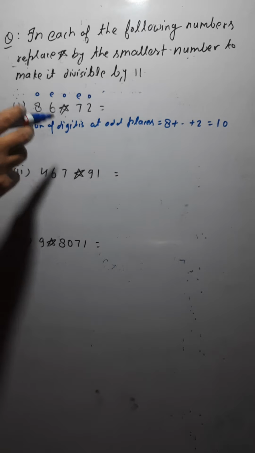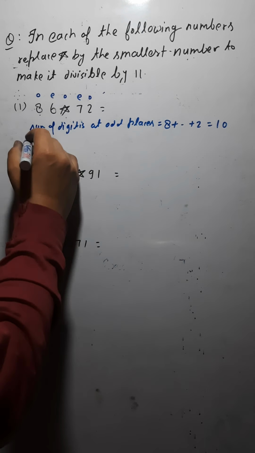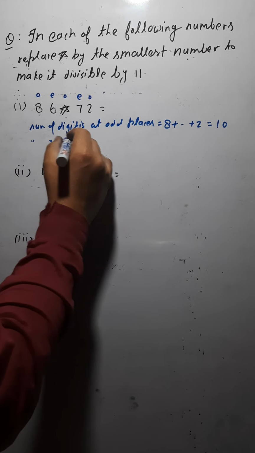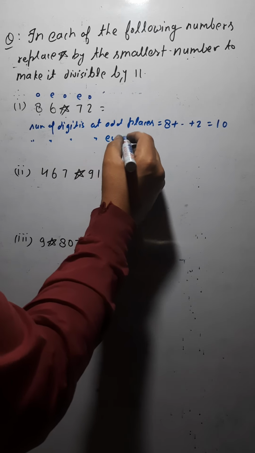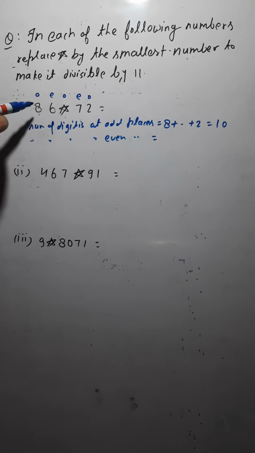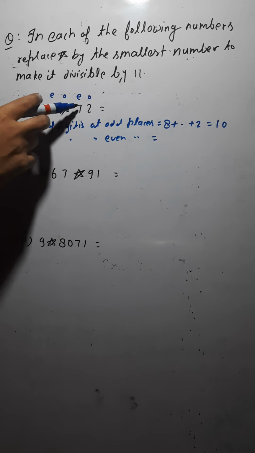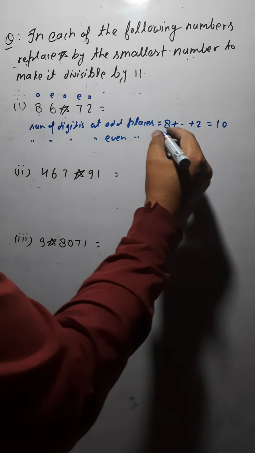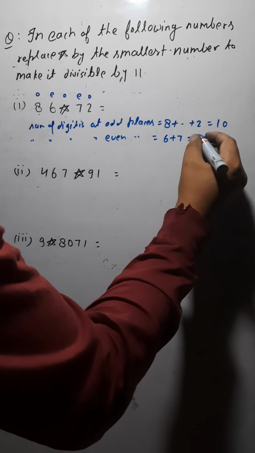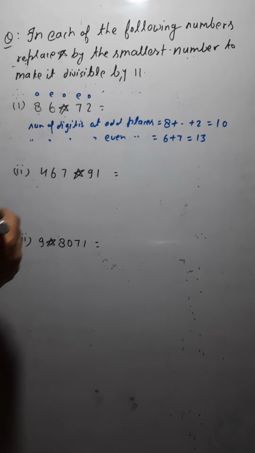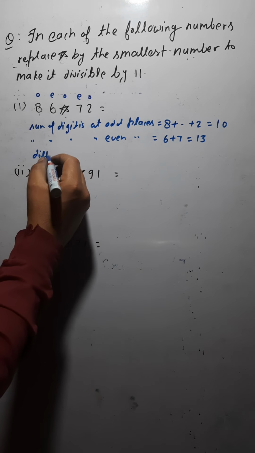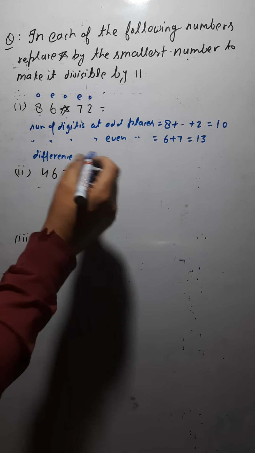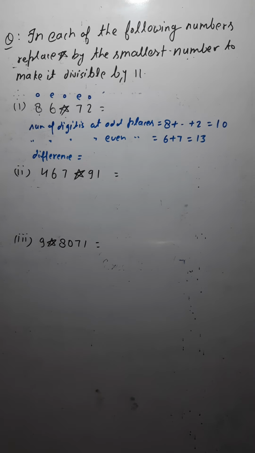Now we would add the digits at even places. Now it is the sum of digits at even places. So at even places, first one is 6, then 7. 6 plus 7 would be 13. Okay, now the difference should be how much? The difference of both these should be how much?